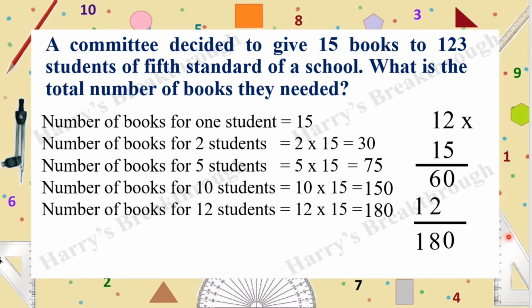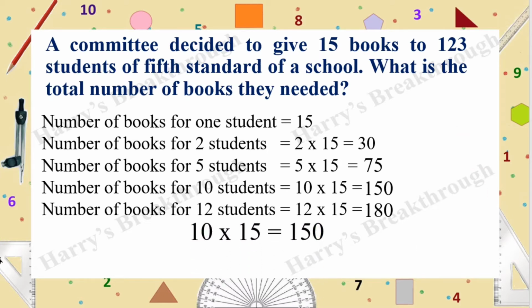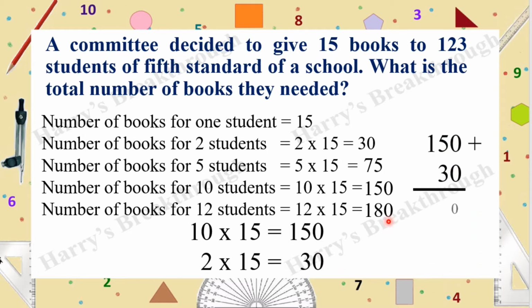Okay. Can you find any simple method for doing this? Here we multiplied two digit numbers. Can you find any other method for doing this? We know that 10 into 15 is equal to 150. And 2 into 15 is equal to 30. So here there are 12 students. So 10 plus 2 is 12. So let's add these two numbers. 150 plus 30 is equal to 180, right?